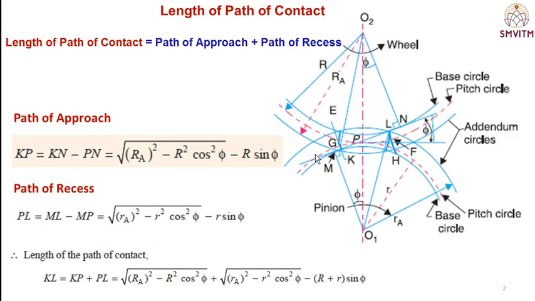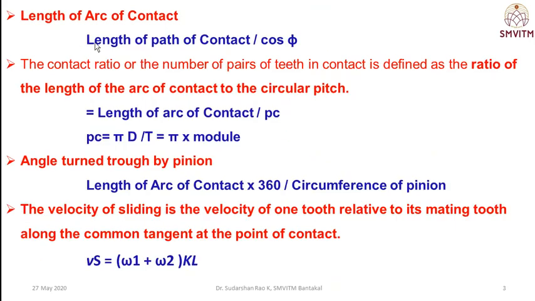Then the length of arc of contact is the ratio of the length of path of contact to cos phi. Then the contact ratio is the length of arc of contact divided by the circular pitch. Circular pitch is equal to pi d by t, or pi into module, since module equals diameter by number of teeth. Then the angle turned through by the pinion is the length of arc of contact into 360 degrees divided by the circumference of the pinion. Then sliding velocity equals omega 1 plus omega 2, that is the angular velocity of the pinion plus the angular velocity of the gear, into KL, that is the length of path of contact.